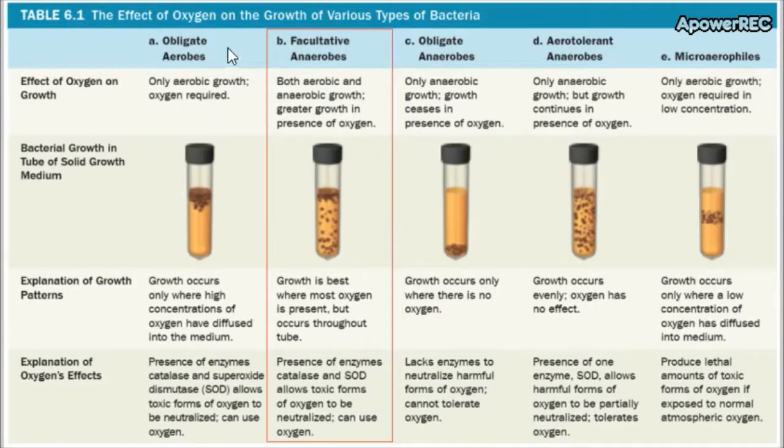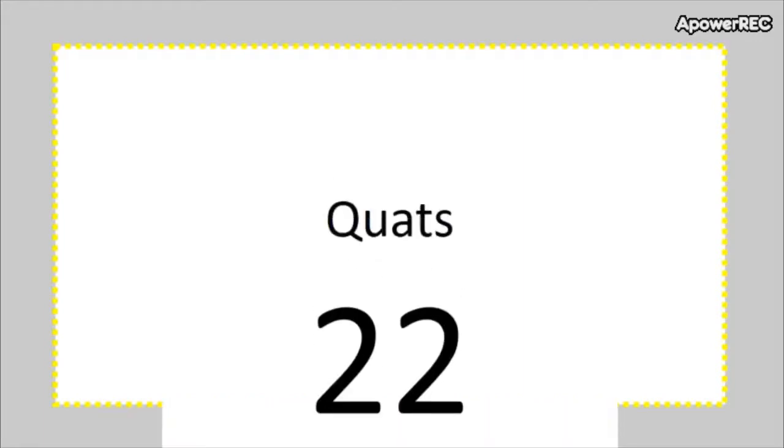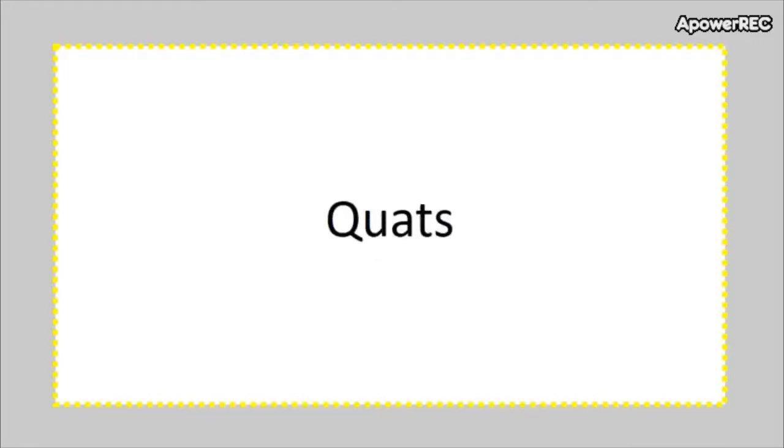And if I didn't say this already, oftentimes we call obligate aerobes and obligate anaerobes strict aerobes and strict anaerobes. 22. Quats.